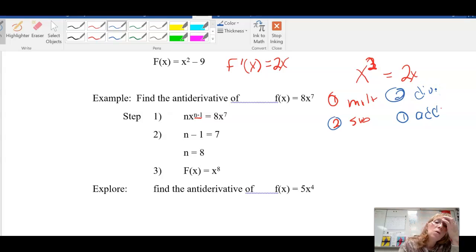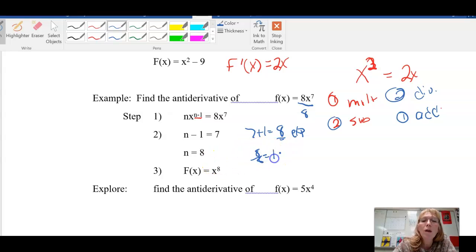All right, let me see if I can show you what this means. The antiderivative of 8x to the 7th. So the first thing we do is we take the 7 and we add 1. This equals 8. That becomes my new exponent. And then I take the original 8 and I divide it by the 8. So I divide, which gives me 1, because 8 divided by 8 equals 1, and that's my coefficient. So I get x to the 8th.